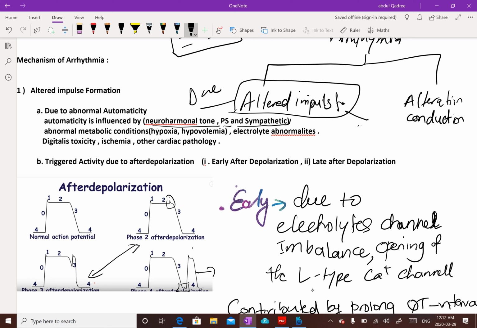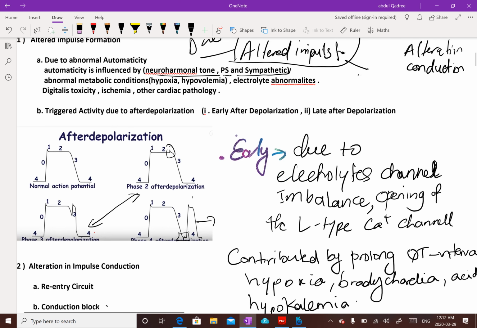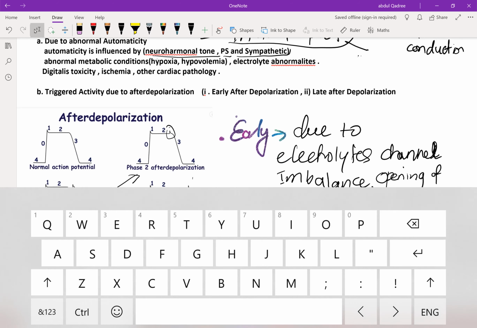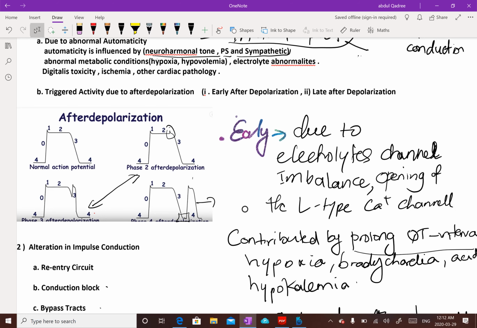For example, the opening of L-type calcium channels is responsible for that. So what are some things that can contribute to the early after depolarization? For example, you can have a prolonged QT interval. If you have a prolonged QT interval, there's a high chance that you might precipitate an arrhythmia or an early after depolarization. Hypoxia, bradycardia, acidosis, hypokalemia.